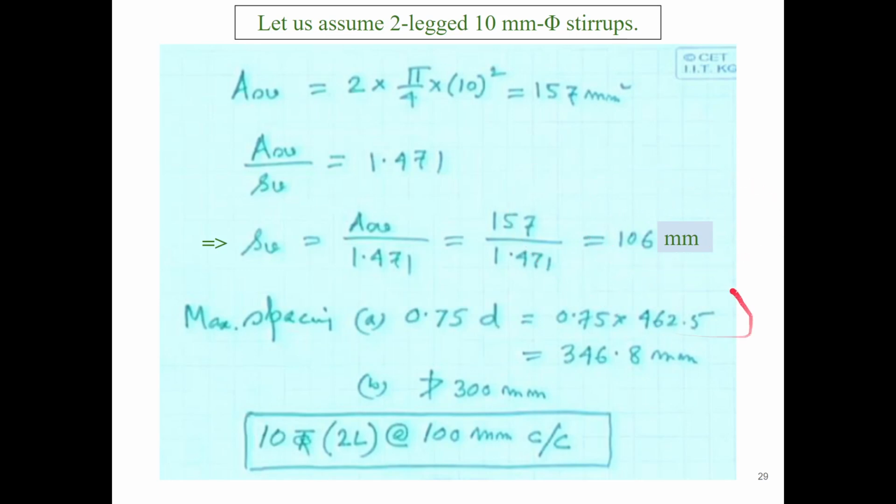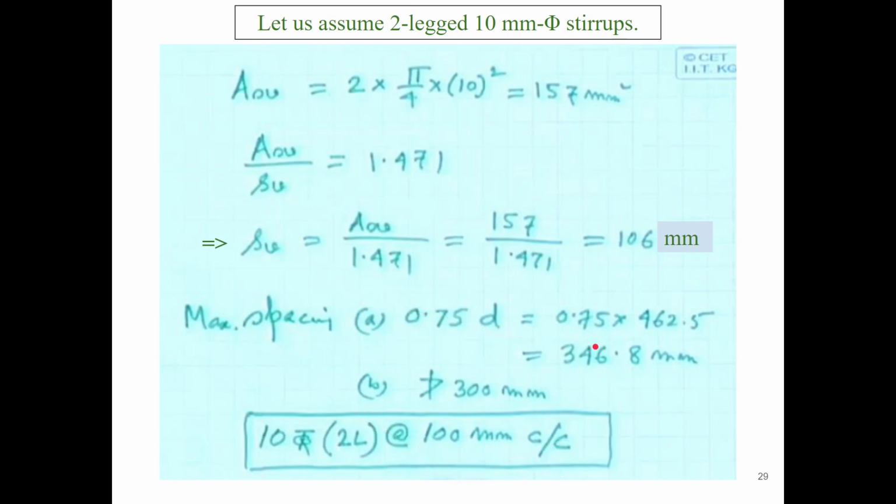In order to make it a rounded figure, we can either take 100 mm or 110 mm. Okay, so the lesser we take, the better, right? The lesser the distance between the stirrups, the more will be the shear capacity, right? So let us take 100 mm. That means by taking 10 mm two-legged stirrups at a spacing of 100 mm center to center.